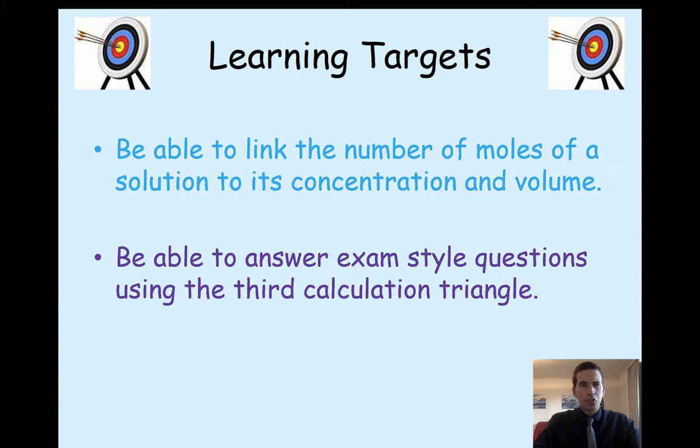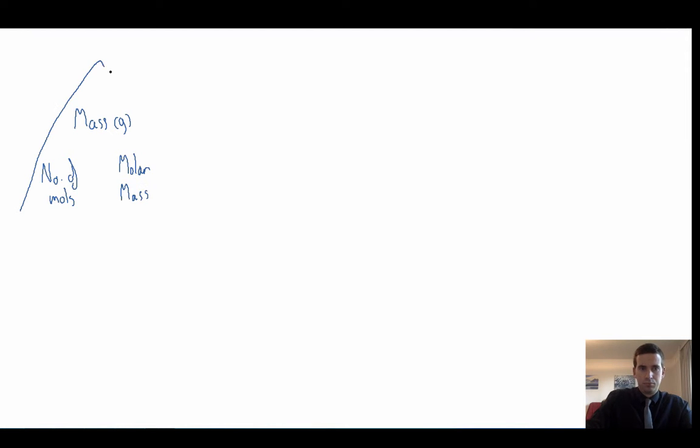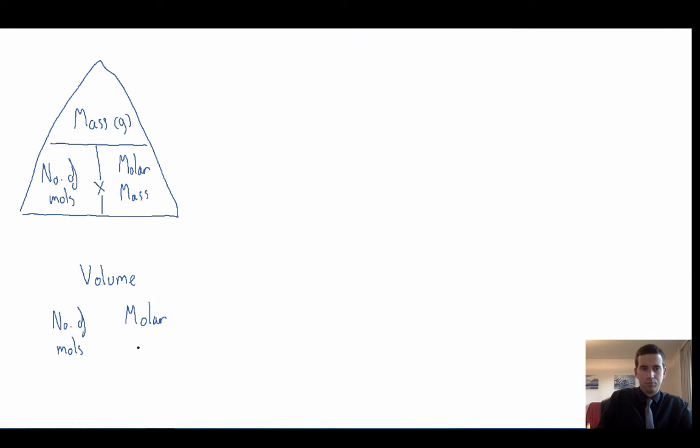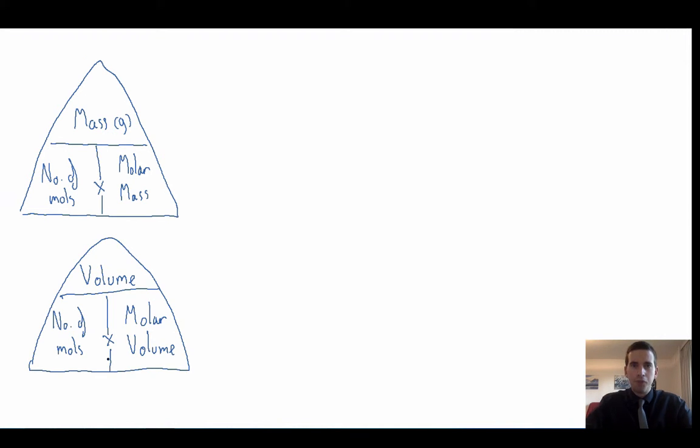And we're going to look at a couple of different types of question where you have to use this third calculation triangle. Okay, so we've already seen two calculation triangles. Let's just remind ourselves of those. The first one links mass, molar mass, number of moles. And the second is to do with volume of gases, linking the volume with the molar volume. Remember, that's always 24 decimeter cubed. And the number of moles.